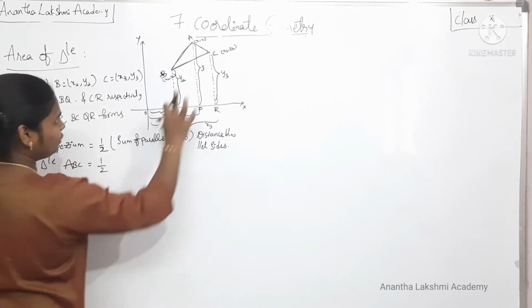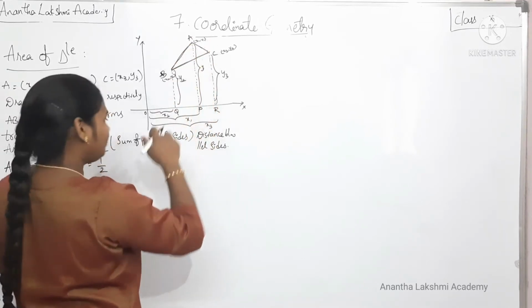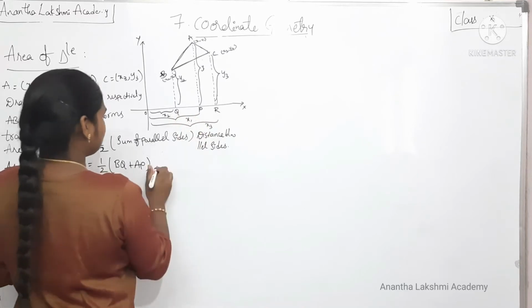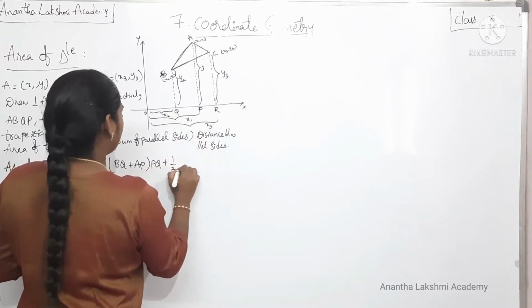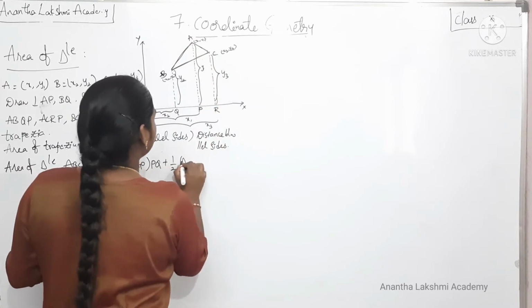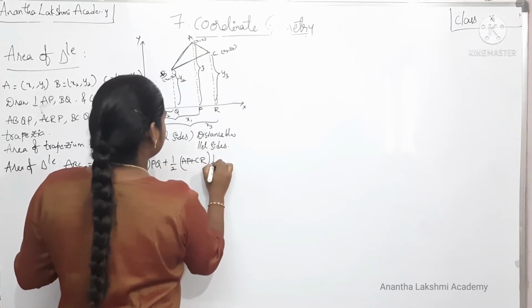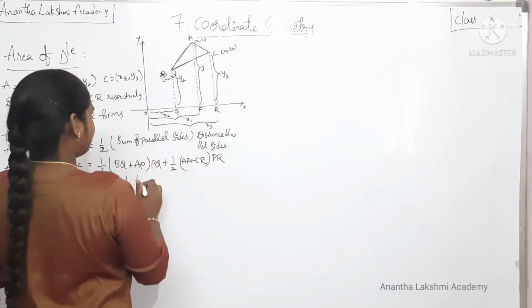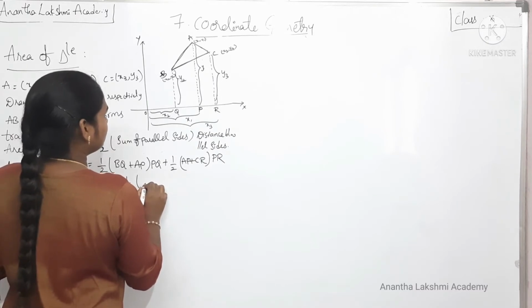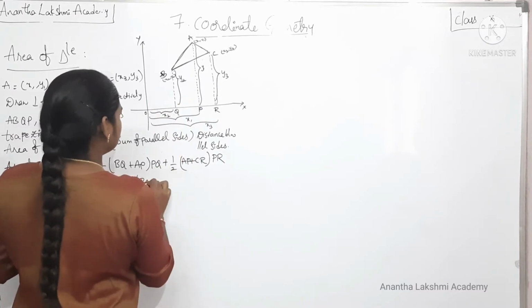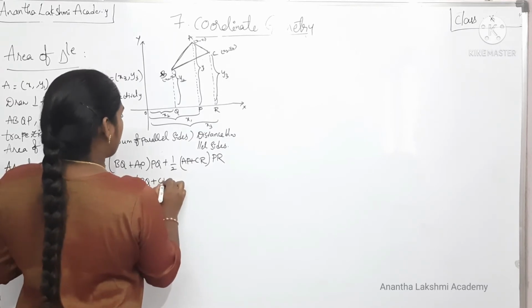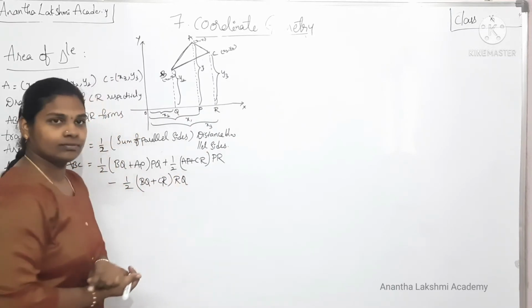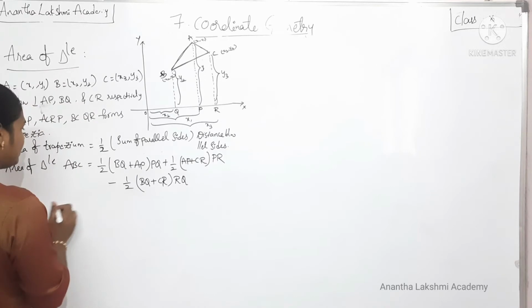So that becomes half into the first trapezium ABQP, whose parallel sides are BQ plus AP, multiplied with the distance PQ, plus half into the other one, AP plus CR, multiplied by the distance PR, minus half into the lower trapezium, which is nothing but BQ plus CR multiplied with the distance, total distance is RQ. Alright, now how do we do this in the whole term?